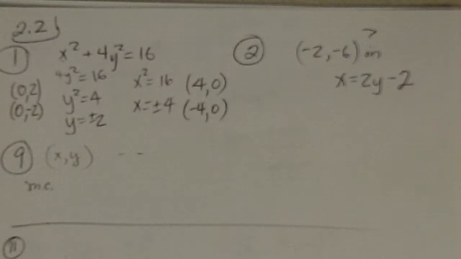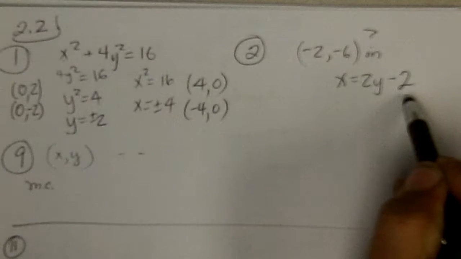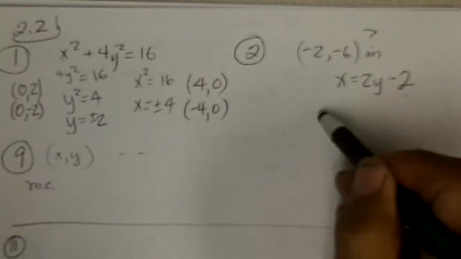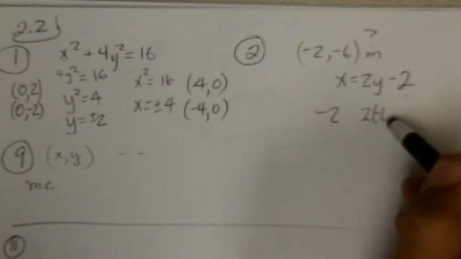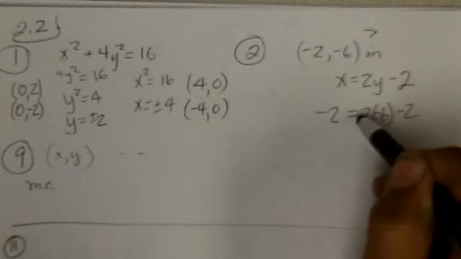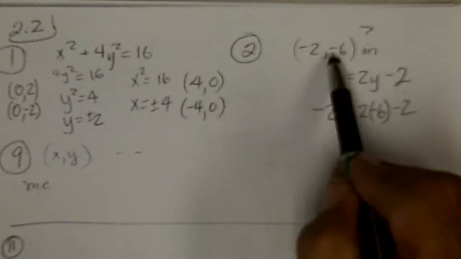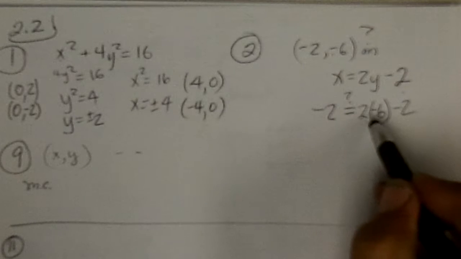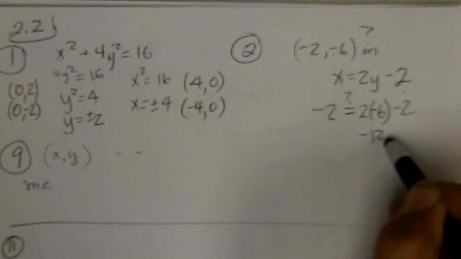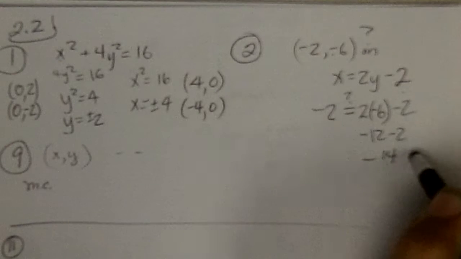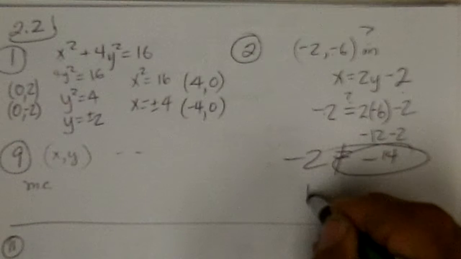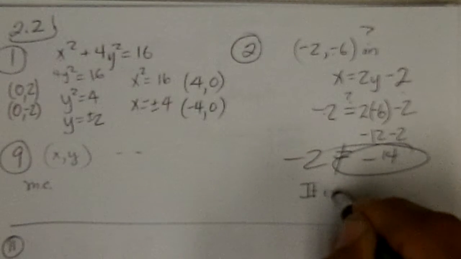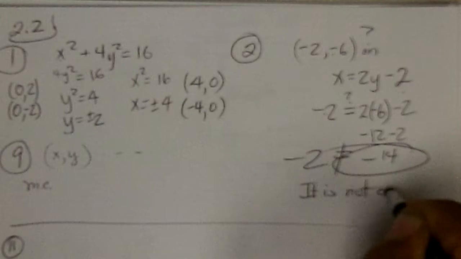Number 2 said, is this point on this graph? And so we plug in negative 2 for the x, and we plug in negative 6 for the y, and do those come out to be equal? If it is, then that's on the graph, and if it's not on the graph, they aren't equal. So 2 times negative 6 is negative 12, minus 2 is negative 14, and negative 14 is not equal to negative 2, so it is not on the graph.